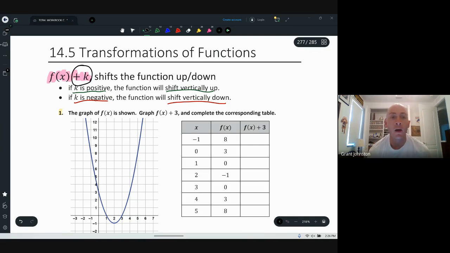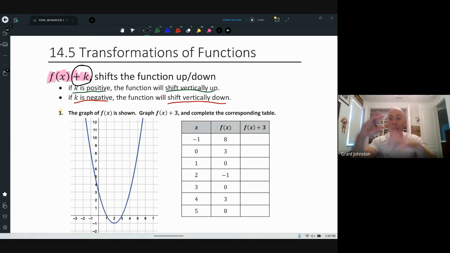So when you have a plus, any sort of number, that k just represents a number, outside of the f of x portion, you just take f of x and you either add a number or subtract a number, and that's going to shift it up or down. So let me show you what I mean by that.